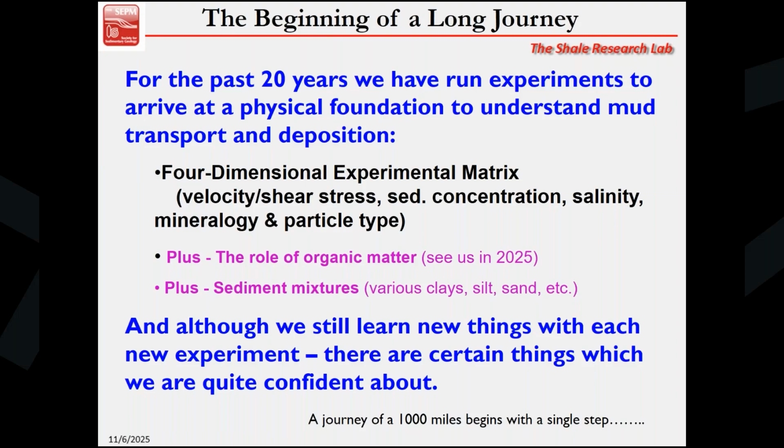We're operating from a 4-dimensional experimental matrix where we're looking at velocity, sediment concentration, salinity, and also mineralogy and particle type. And then we are working on the role of organic matter, which was just published a few days ago. Another thing that we probably have to engage in the future is to look at sediment mixtures. How does this stuff behave? You have different kinds of clay, certain silt and clay ratios, and sand involved and so forth.